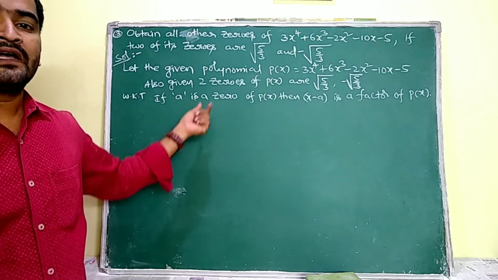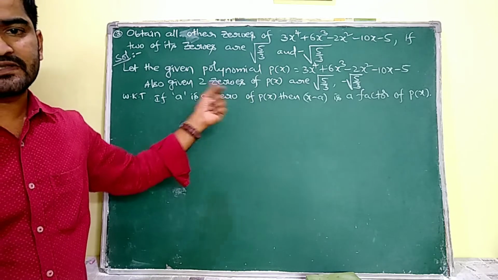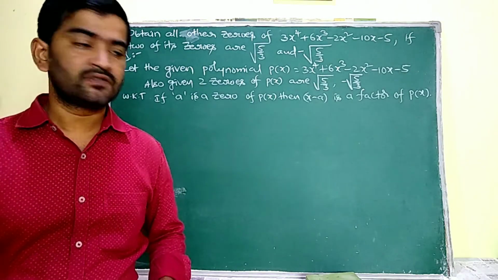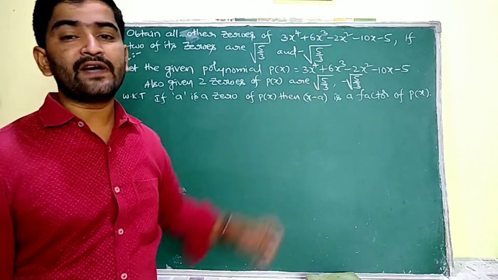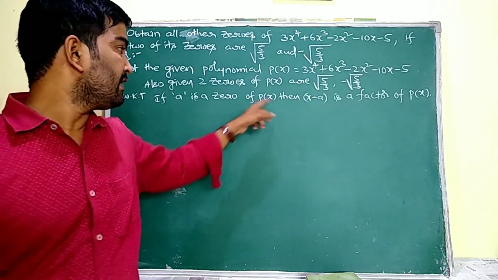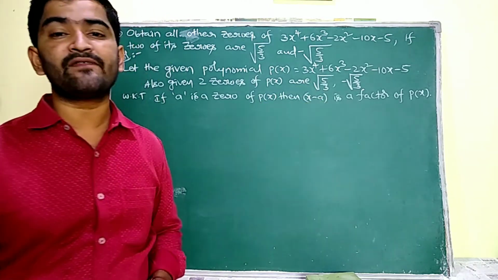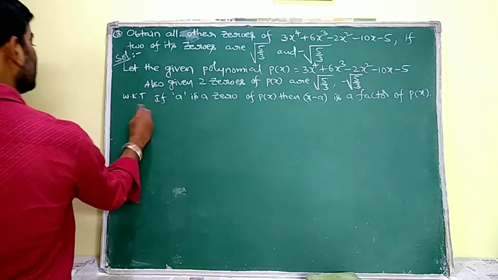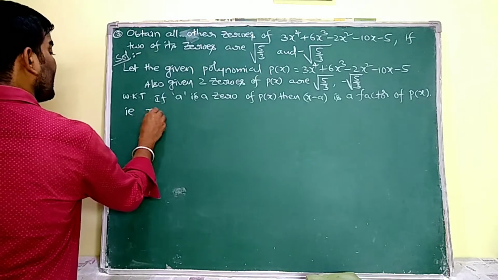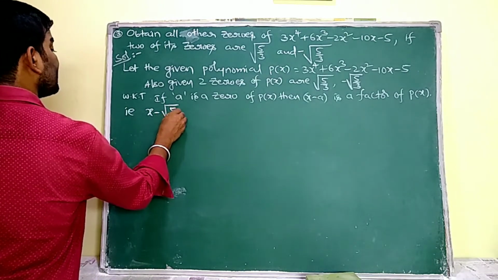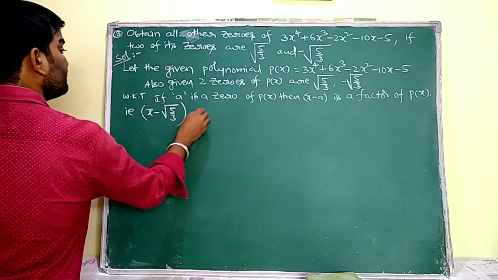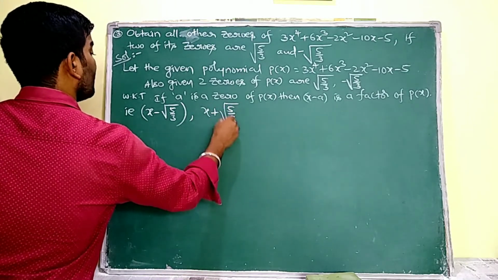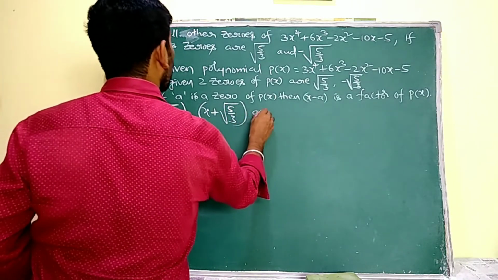For example, if 3 is a zero of p(x), then x minus 3 is a factor of p(x). So here we know root 5 by 3 is a zero. So x minus root 5 by 3 is a factor of p(x). That is, x minus root 5 by 3 and x plus root 5 by 3 are factors of p(x).